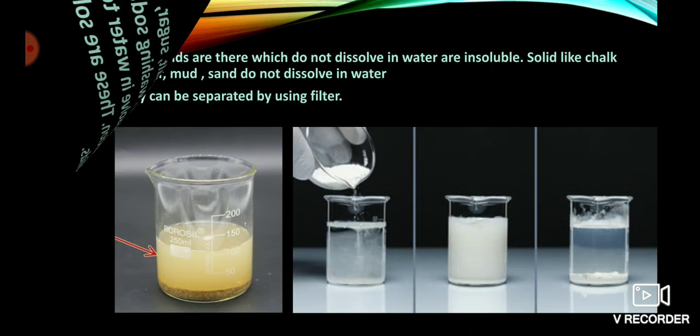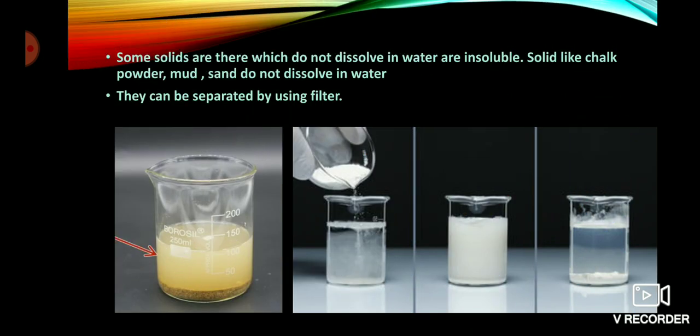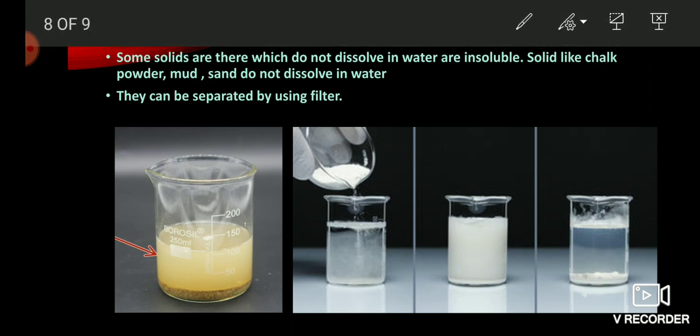Next, the solids which do not dissolve in water. These are insoluble, like chalk powder, mud, sand particles. These do not dissolve in water. This type of solid can be separated from water by using a filter. In the first figure you can see the mud solution, where when mud is added into water, after some time we see the heavy particles settle down, and the color of the water changes; it becomes muddy.